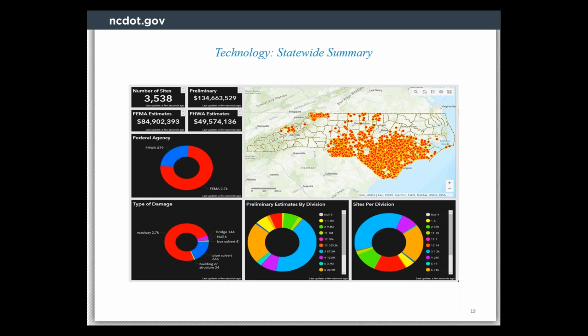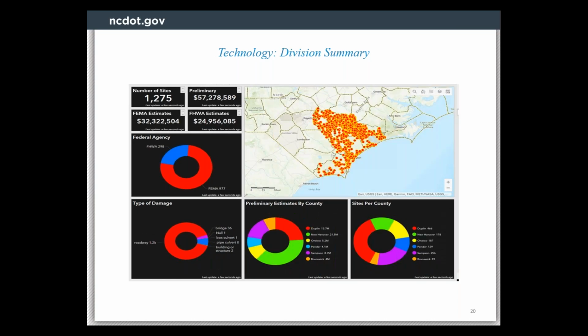So this provided information very quickly on how many sites were FHWA, how many sites were on the FEMA system. We were able to separate out how many sites by our division or district in some of your areas, and certainly the types of damage as well. Just a way to tell the story of what our damage was in our state at the time. We found this hugely helpful.